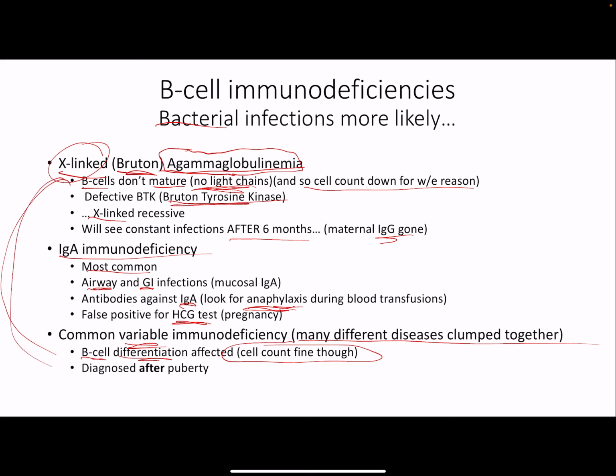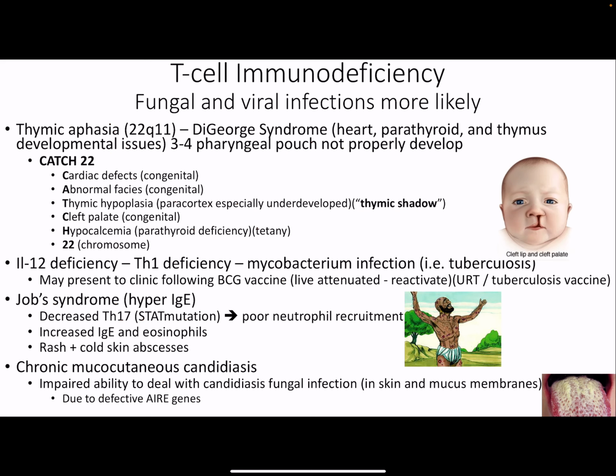Difference, though, between these two is that this one is diagnosed after puberty, and we said that this one is going to be at like 6 months. T cell immunodeficiency, this is going to be more fungi and viruses.